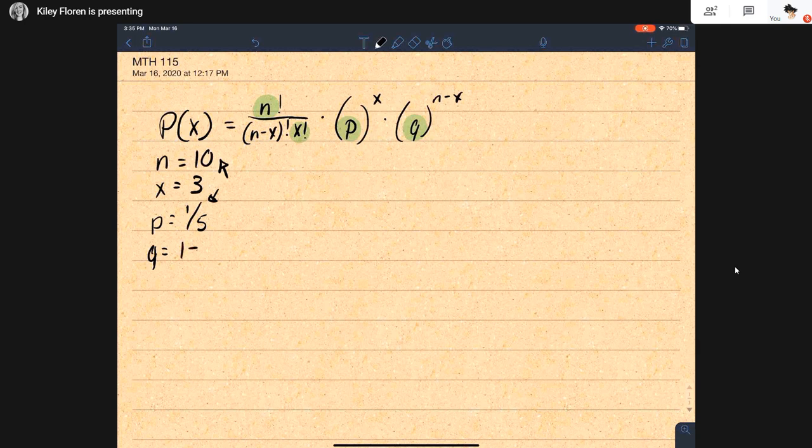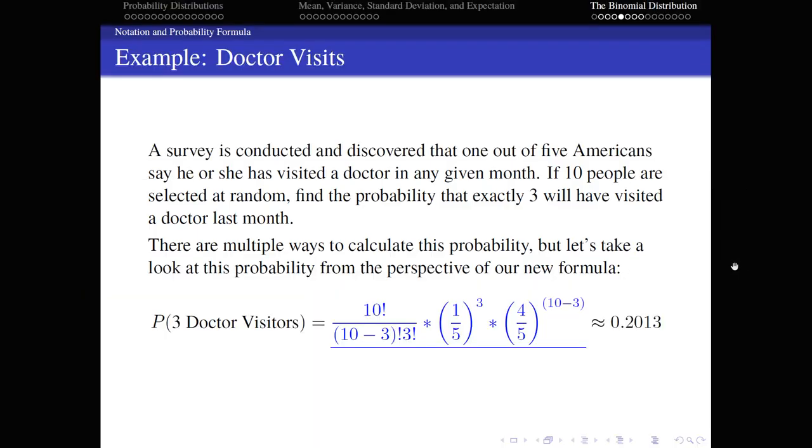Q, remember that original equation that we had, 1 minus p. This is going to be 1 minus 1 out of 5. This is going to be 4/5. Now, going back, once we have all of this information, this is where we get what's in the slide here, plugging all of this information in. Now I just type all this information in my calculator, and this is what spits out about 20%. So there's about a 20% chance that exactly 3 out of those 10 people went to the doctor last month.